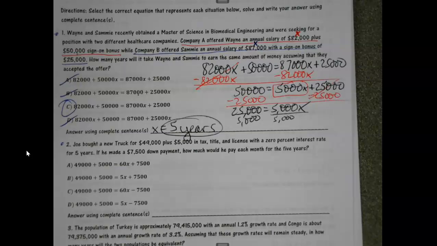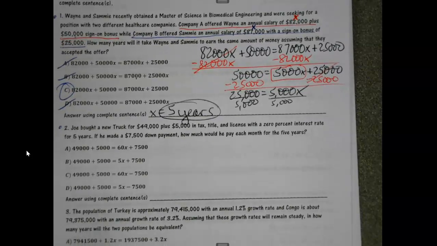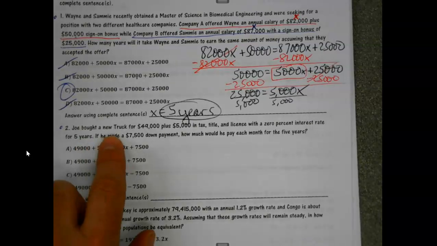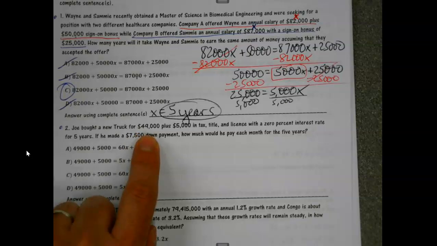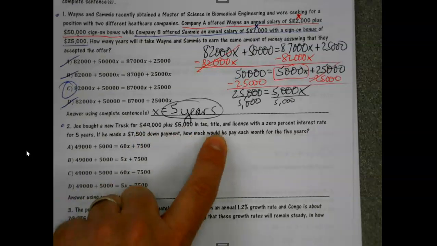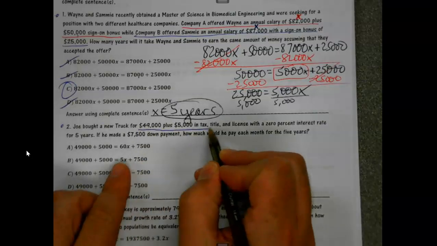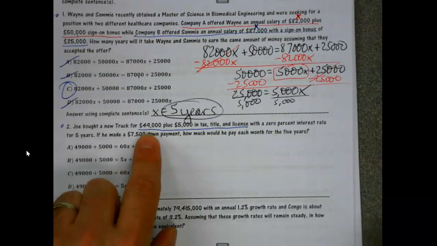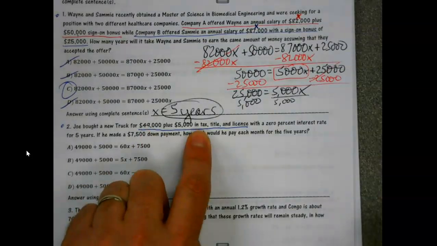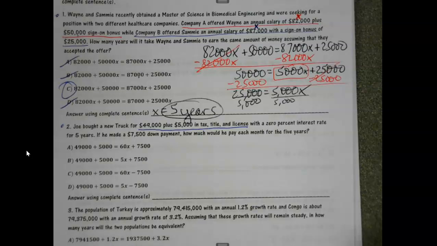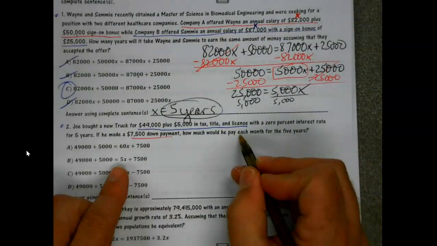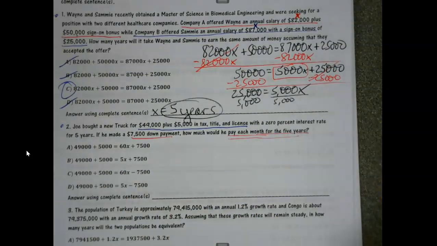So as we keep playing with these, I just got to build into what they have and start looking at problems. So Joe bought a new truck for $49,000 plus $5,000 for tax, title, and license with a 0% interest rate for 5 years. Okay. So I don't see anything here so far that's going to be multiple. I pay $49,000 once. I pay the tax, title, and license once. So no X's yet. If he made a $7,500 down payment, how much would he pay? Oh, there it is. Each month for 5 years.